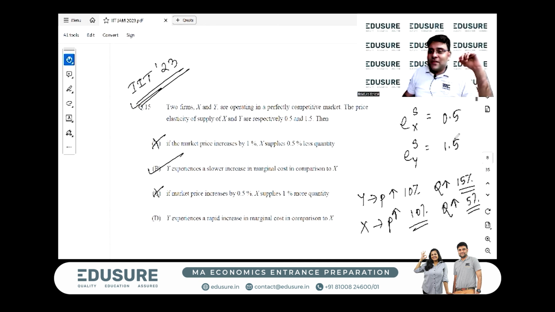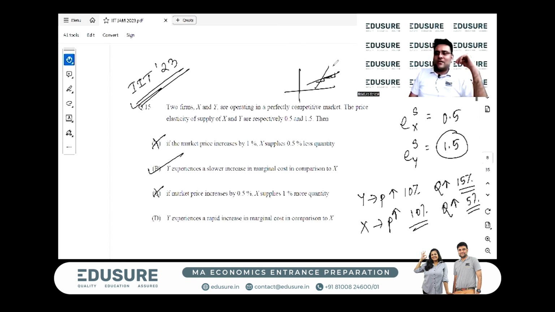If the elasticity of supply is higher, it means that the curve is flatter. It doesn't mean that the curve is steeper. Higher elasticity will mean a flatter curve. Lower elasticity will mean a steeper curve. So that's also okay. A flatter curve means that the marginal cost is increasing at a lower pace because the supply curve is the marginal cost curve. You can think about it in that way. This is for Y and this is for X. Flatter means more elasticity, steeper means less elasticity.